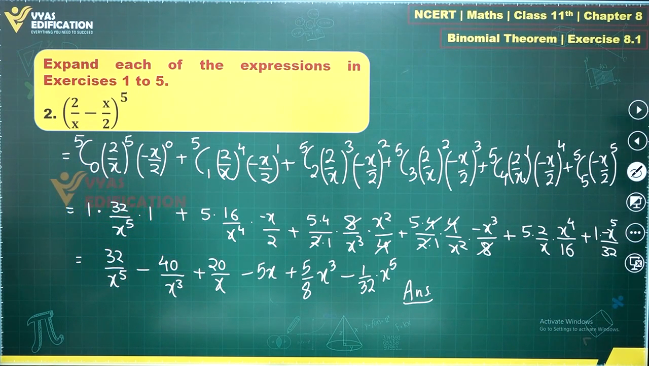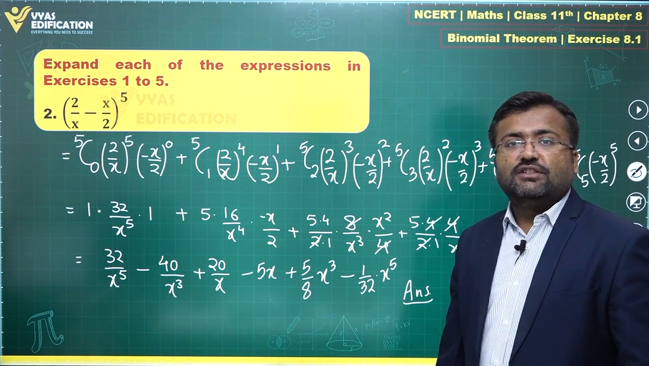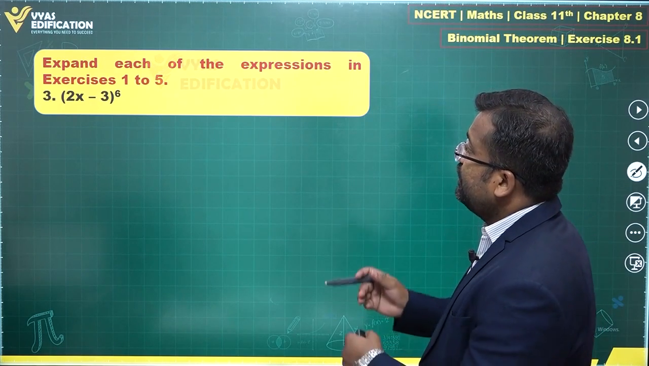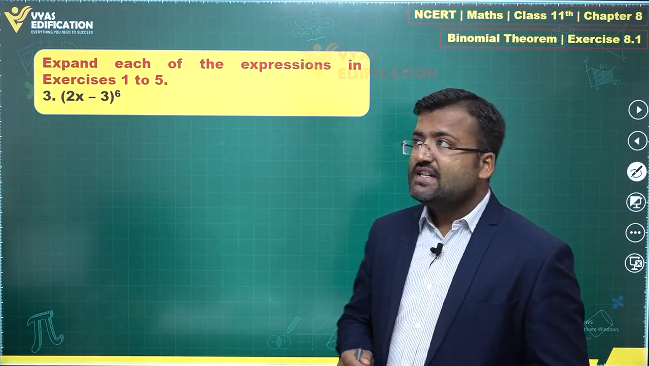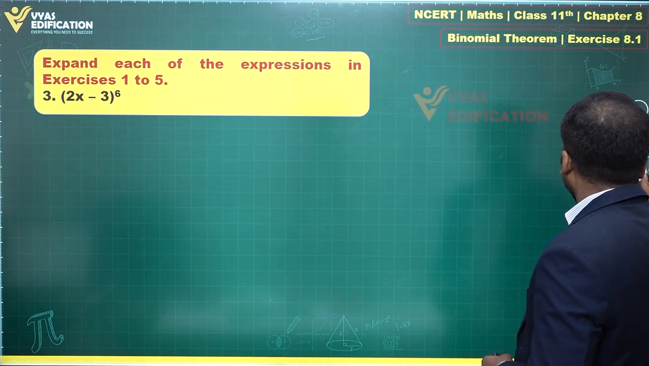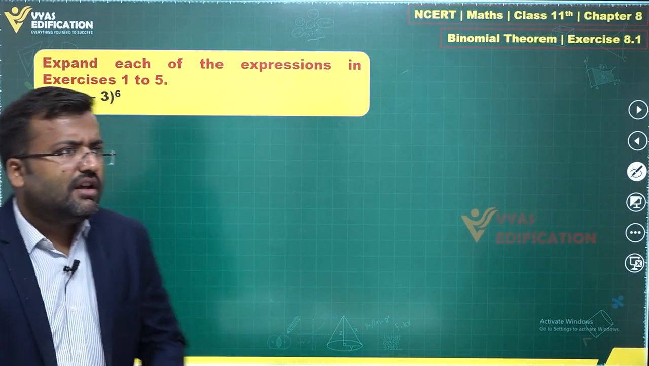Let me get aside so that you can take a look at the complete solution and that's all in this question. Let's talk about this expansion next. 2x minus 3 whole power 6. This time the power given is 6 and there is a term 2x minus 3. How do we go about solving this one? Let's take a look at the solution.